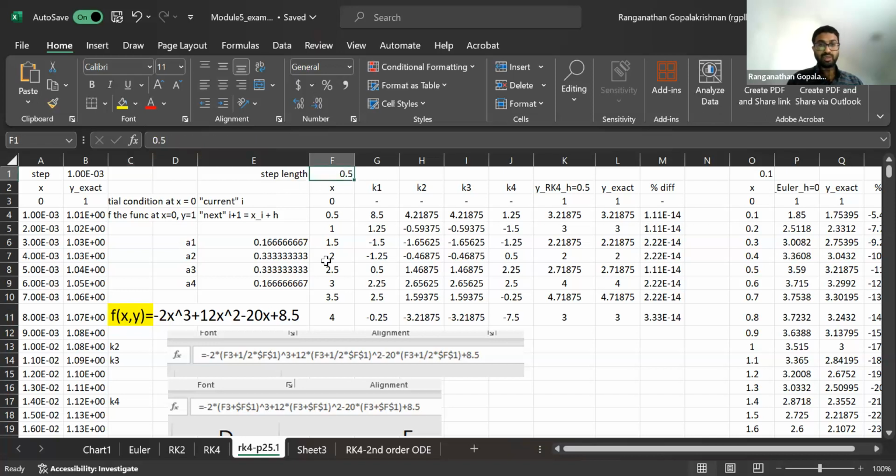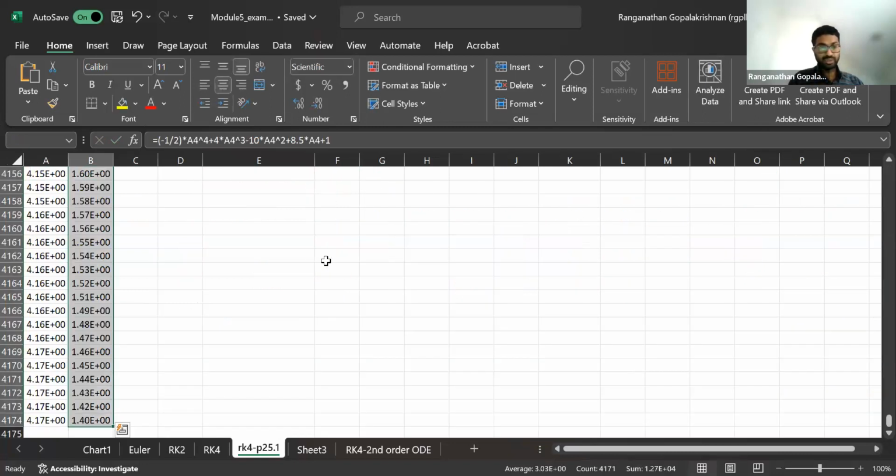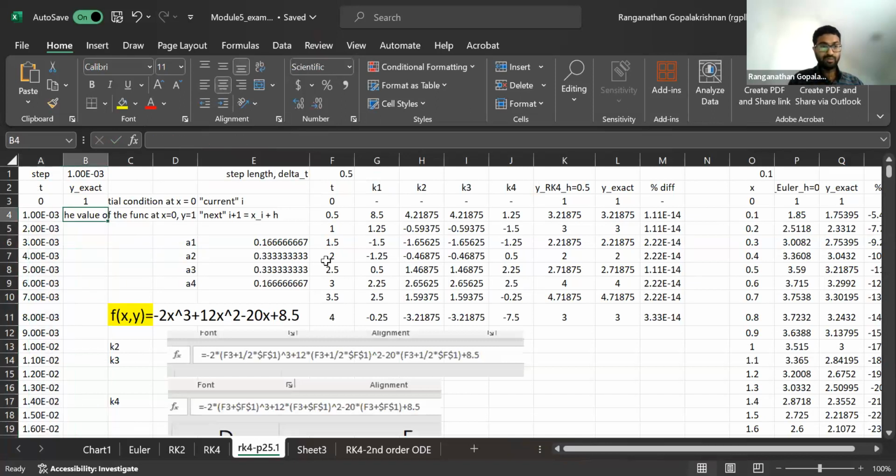Okay. So our step length is still 0.5. Step length, we'll call it delta t. And our independent variable is time. And I'm going to delete this exact solution because this problem has a different exact solution. So we don't want to confuse ourselves.